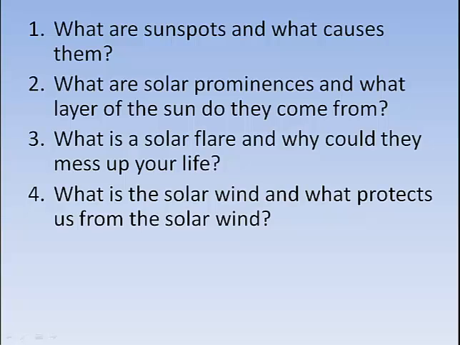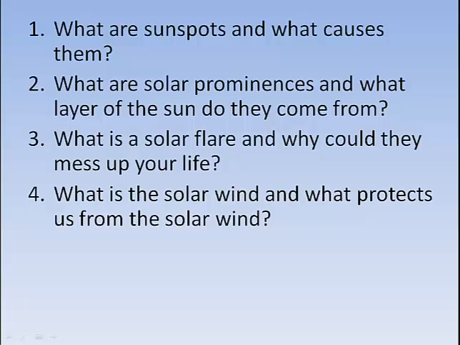Solar prominences are when magnetic storms on the sun cause part of the chromosphere to rise up and fall back to the sun, and they make kind of a little loop. And the chromosphere is red, so solar prominences are red.